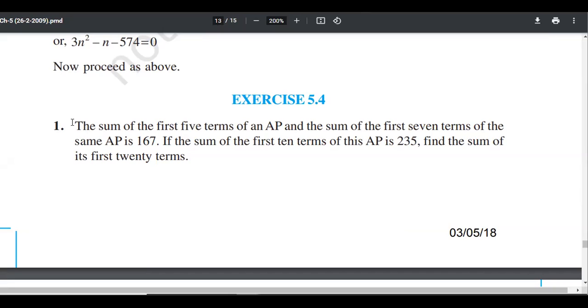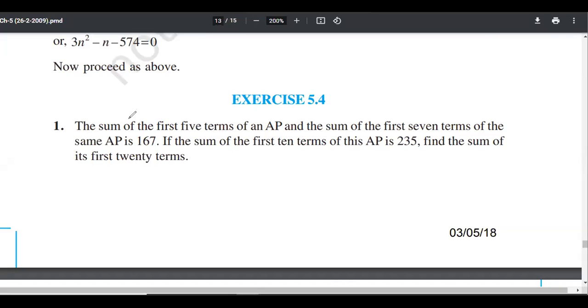So S20 is equal to 970. Okay. Any other student? Sir, I got correct. Okay. Can you explain this a little bit? Yeah, why not?